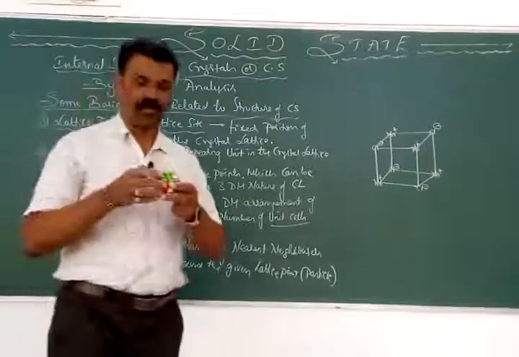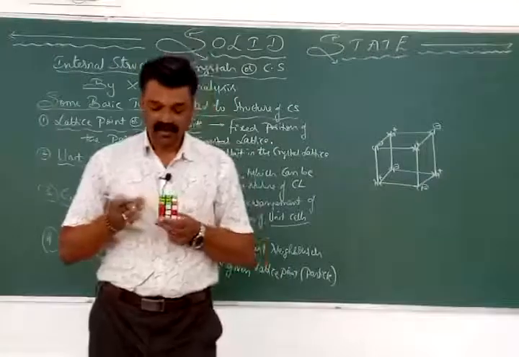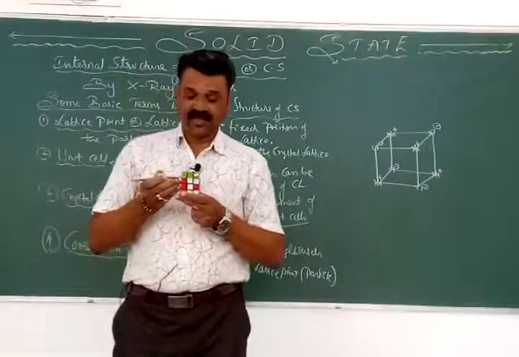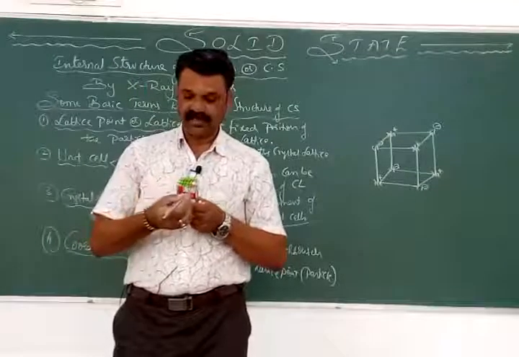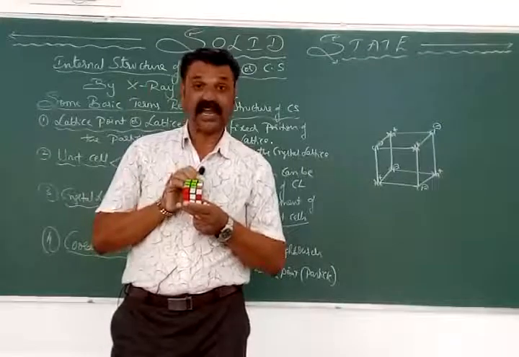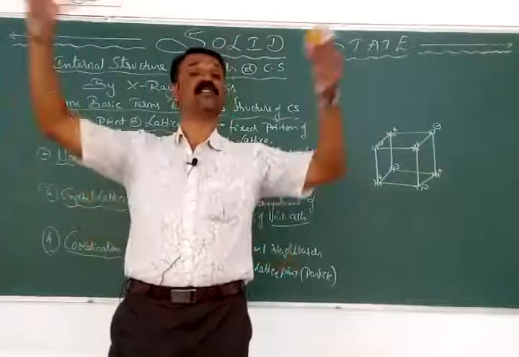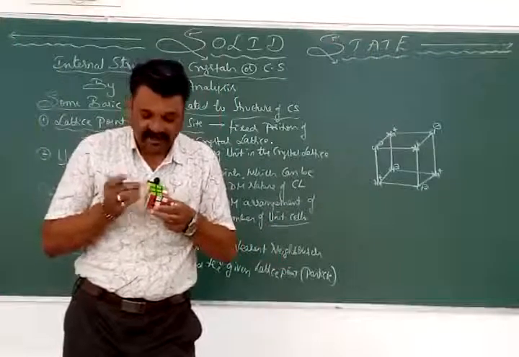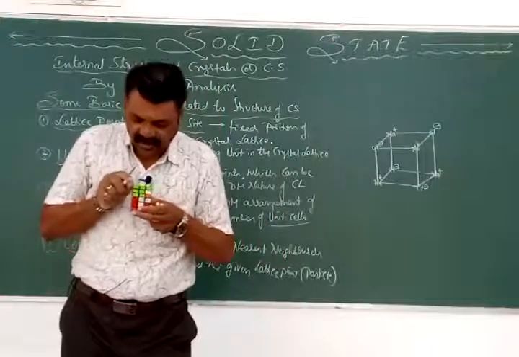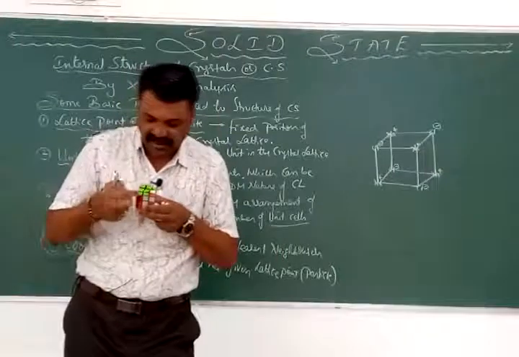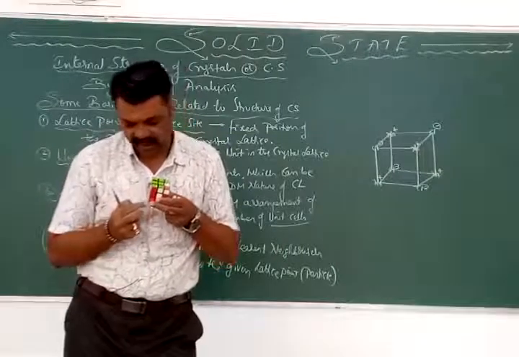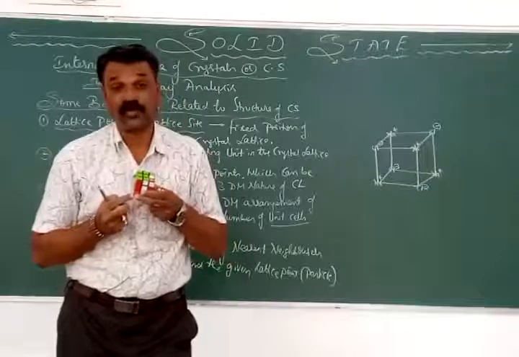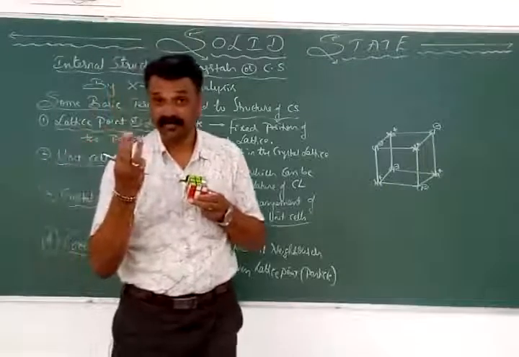Let us assume the same cube here. Assume that this is Na plus, for example. This is Cl minus, this is Cl minus, this is Na plus. Okay. It gets arranged in three dimensions. So according to this, how many nearest neighbors are there? The first nearest neighbor is this, the second is this, and the third is this. Means what is its coordination number? 3. But it is not so.